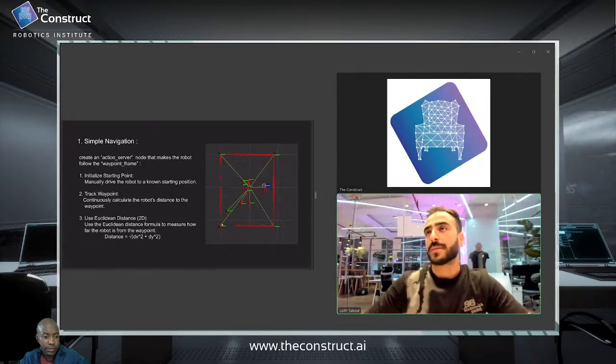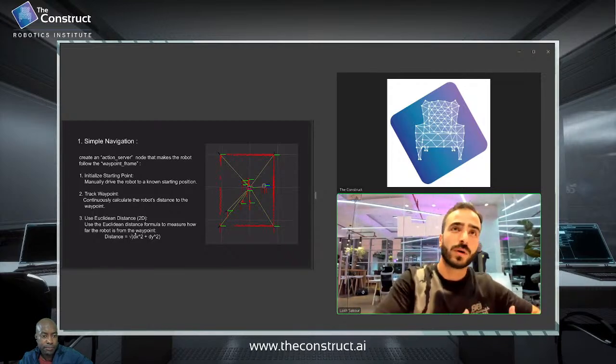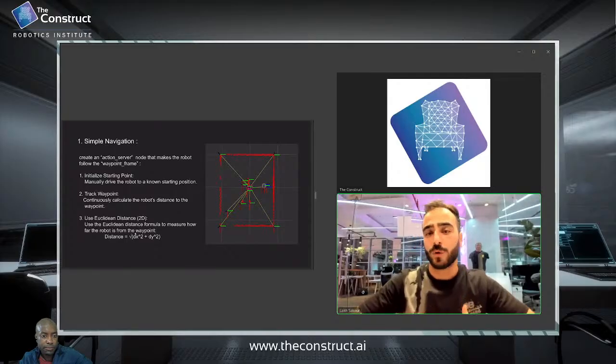The second part is to make sure that our trajectory is working. So our trajectory is like a series of 2D points which represent this trajectory. The third thing, step number 3, is making our robot follow the waypoint frame.